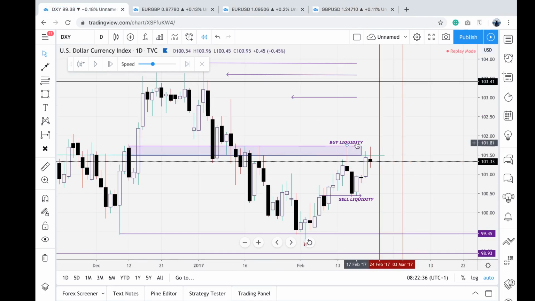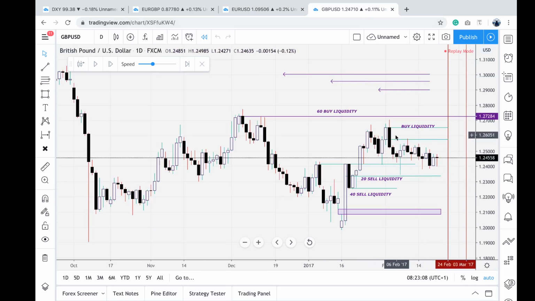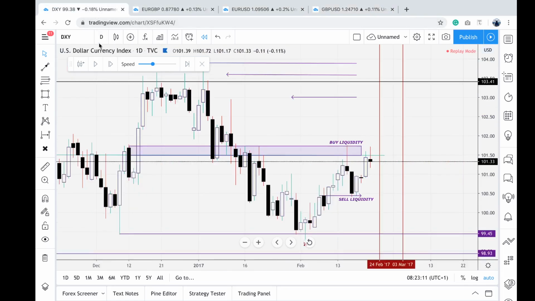I want to see price before I look for any bearishness in price. I want to see price take out the candlestick's week. Once price is able to effectively take out the buy liquidity resting at that candlestick's week, then we could see sales come into the marketplace. And if sales come into the marketplace, then we want to see euro dollar take out this last week before we look for buys. British pound dollar remains stuck in a range. So let's see what the market actually does.